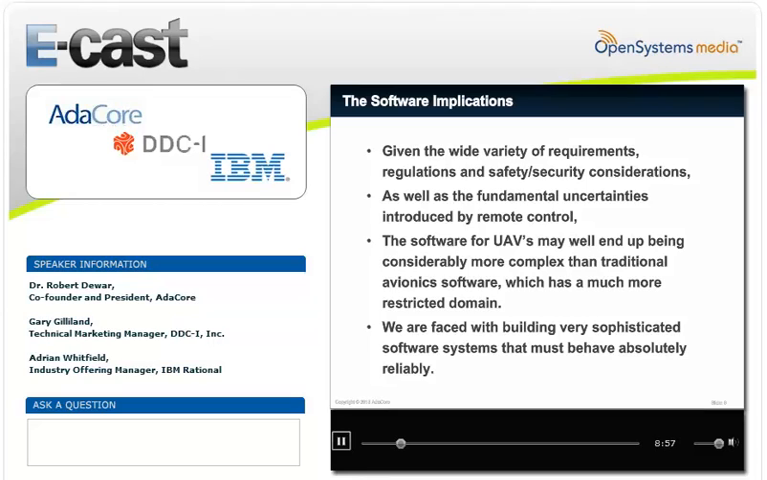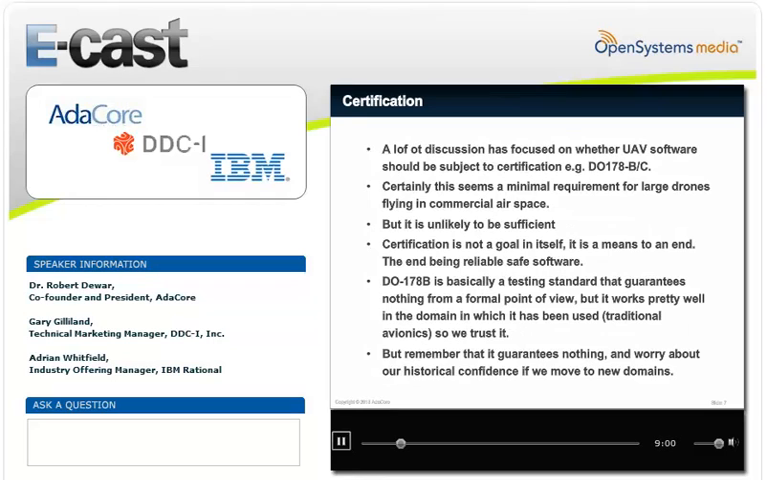Now, let's turn the attention in broad terms to certification. There's been a lot of discussion on whether UAV software, UAS software, we really should say, should be subject to certification by existing certification standards. Most obviously, if you're talking about flying in commercial space, commercial avionics has to meet the requirements of DO-178B and as time goes on, DO-178C, and it seems a natural minimal requirement for large UAVs flying in commercial airspace to meet the same kind of certification standards. But I'm concerned that it's unlikely to be sufficient.